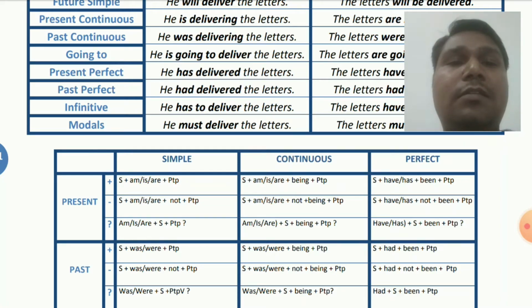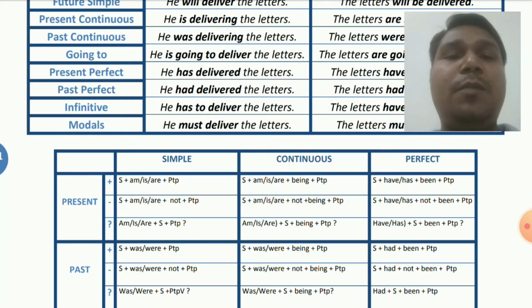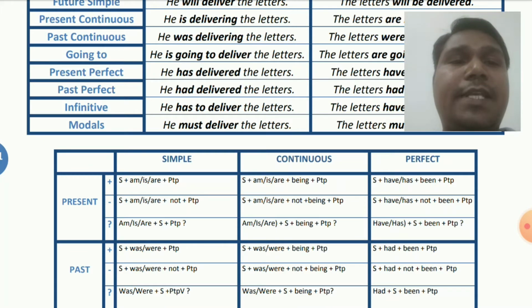Interrogative sentences, in that you have to use the format that is am or is or are plus subject plus past participle plus question mark. To make the WH question, you have to just add a WH word before the interrogative formation. It is very simple. Now let's see the present continuous tense.